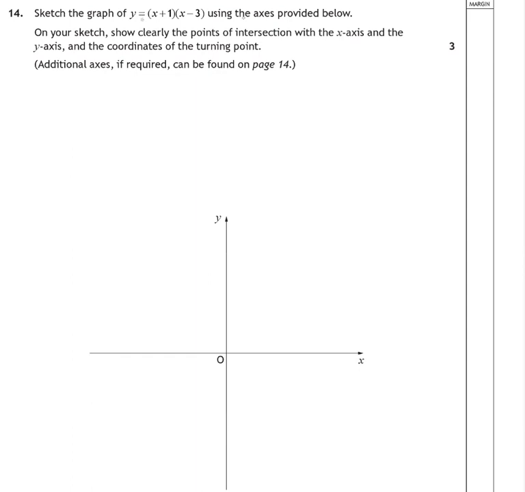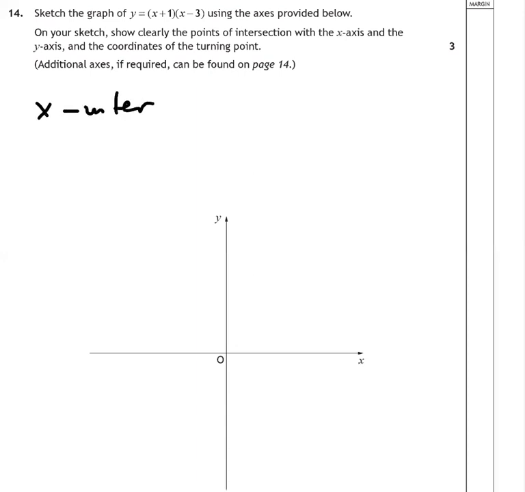Sketch the graph of y equals x plus 1 times x minus 3 using the axes provided below. And then we're told what to label on the graph. So to find the x and y intercept, we just set y equals 0 to find the x intercept, and then x equals 0 to get the y intercept. So we'll start by doing that.